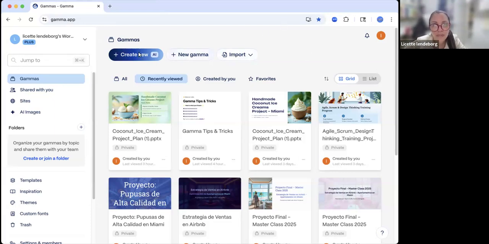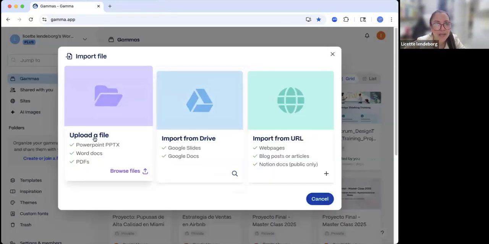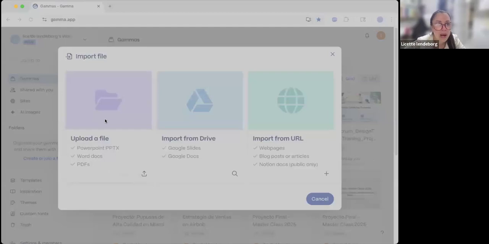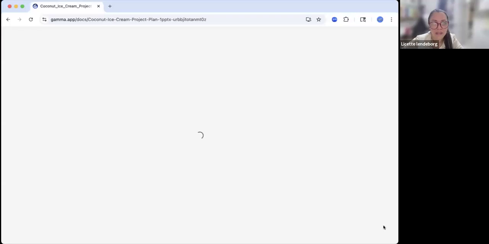So step number 2, now we are in Gamma. Let me click on import. Let me click on plain import. And let me go to upload a file. Boom. Coconut Ice Cream Project Plan 1. I'm going to select the ugly version, the plain one that is just black and white, and click to open. And now it's loading.